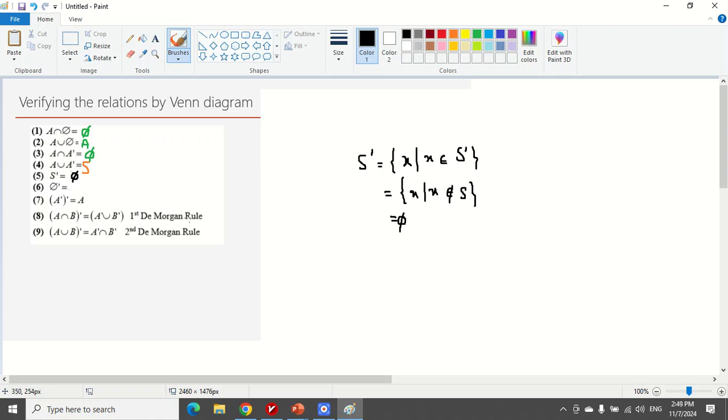So for phi prime as well, we have the same situation. If I want to know the meaning of phi prime, it contains all x such that x is belonging to phi prime, and x belonging to phi prime means that x is not belonging to phi. But phi contains no elements. There is nothing inside of phi, so x is not belonging to phi means that it should belong to S. So phi prime is S.